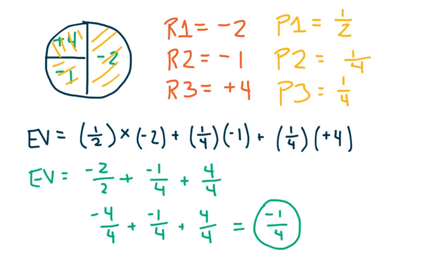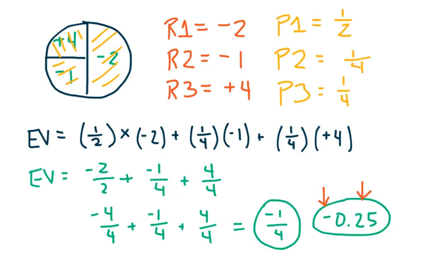If I divide those to put this in decimal form, I'm going to get -0.25. And what this means is, over the long term, I expect to lose 25 cents per play. Notice, I can't lose 25 cents on a single individual spin. That's not one of the outcomes. What this means is over the long term, if I were to play this game 100 times, I expect to lose 25 cents per play. And that's how expected value works.